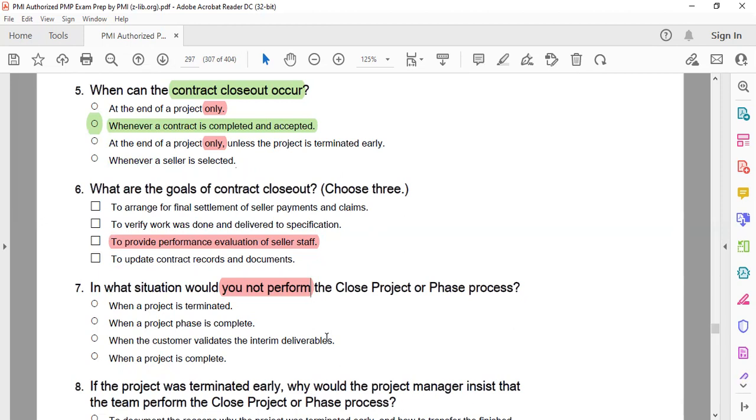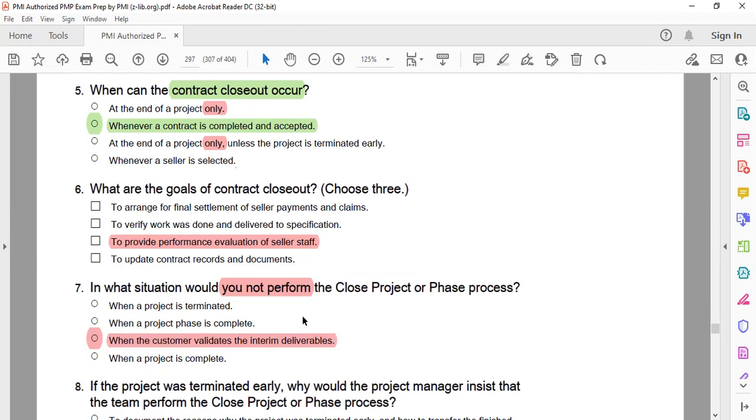Navid, no. Whether the project is terminated or not, you must perform closeout. Always remember, closeout always happens. An interim deliverable will never be the closeout. If I remove the word deliverable, then it could be the right answer. But with interim deliverable, no. Because of the word interim, this answer is wrong. So this is the answer to the question.